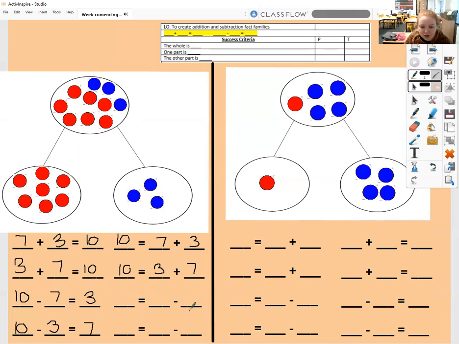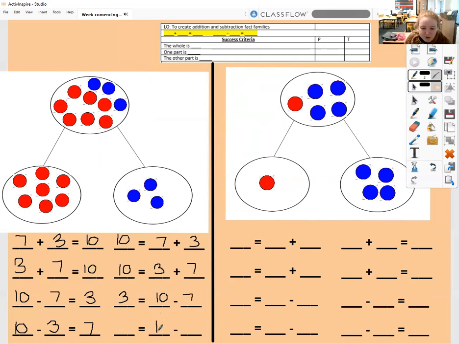And now on subtraction. So in subtraction, my whole goes before my subtraction symbol. So I'm going to put my whole here. My whole, subtract my first part. My first part is 7. And my remaining part is 3. So 3 equals 10, subtract 7.